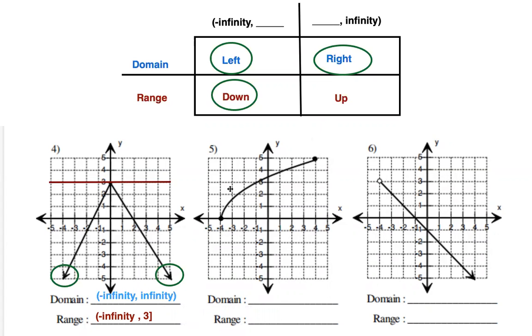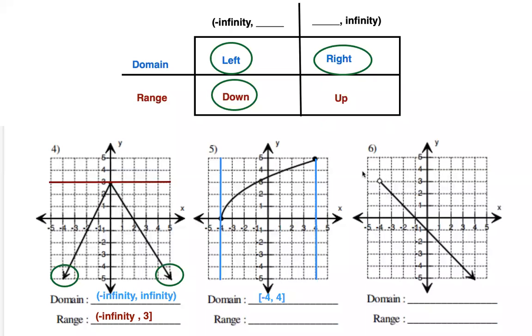Now for my second graph, no arrows here, also no closed circles. So I know everything, no open circles, everything is going to be a bracket. Start off with my walls. The left wall is at -4. The right wall is at +4. So my domain, -4, +4.